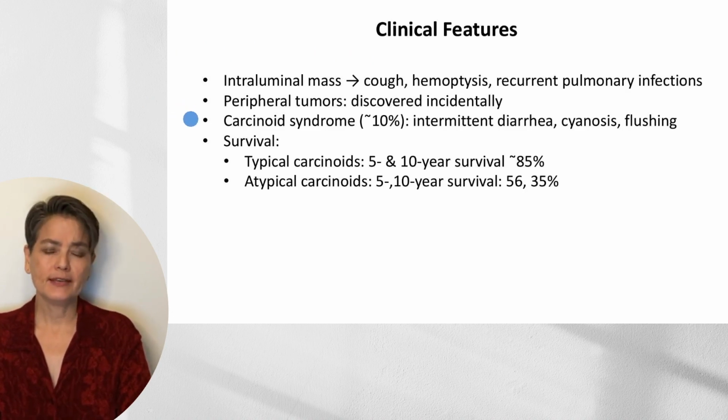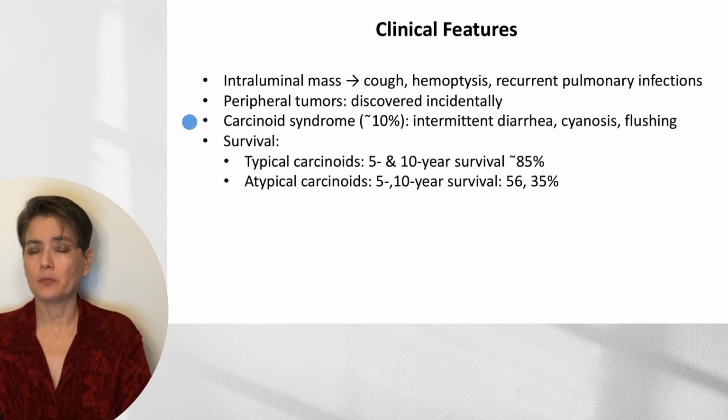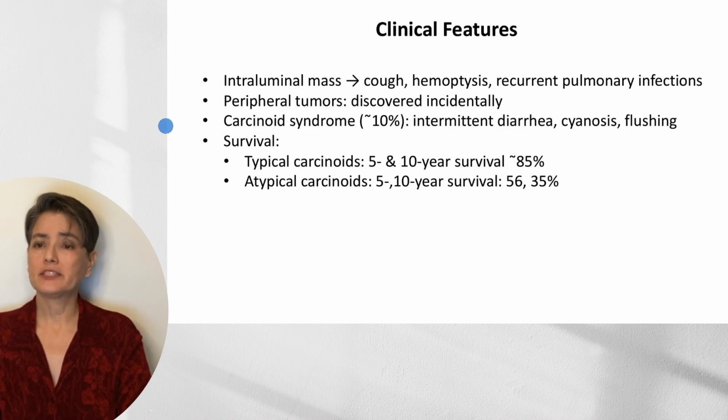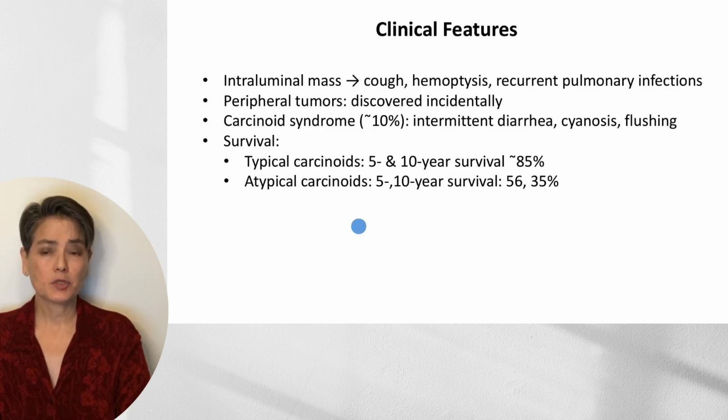Now, about 10% of cases will have something called carcinoid syndrome, which we can also see in carcinoid tumors of the gut. This is characterized by intermittent diarrhea, cyanosis, and flushing due to mediators that are released by the tumor cells. Now, I mentioned that both typical and atypical carcinoids are typically curable. There is definitely a better survival for typical carcinoids with a 5 and 10-year survival rate of about 85%. With atypical carcinoids, the 5 and 10-year survival are 56 and 35% respectively.